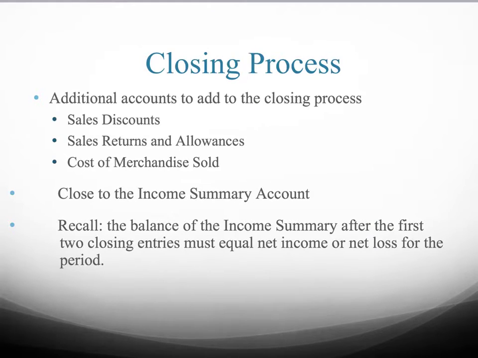Let's take a look at the closing process. We discussed the closing process at the end of our accounting cycle. Well, now we're going to add some accounts to the closing process. Additional accounts to be added include sales discounts, sales returns and allowances, and cost of merchandise sold or cost of goods sold. These are closed to the income summary account. Recall the balance of the income summary after the first two closing entries must equal net income or net loss for the period.